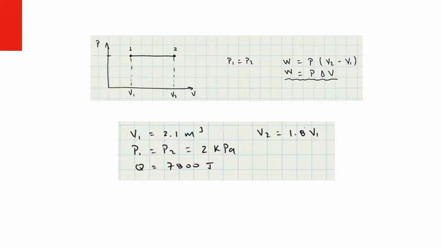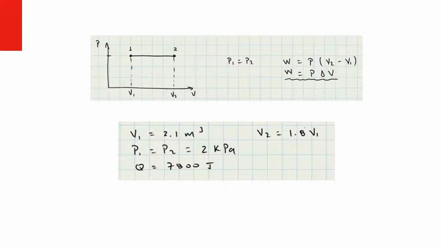The graph shows an initial volume, or volume 1, and a final volume, or volume 2. Likewise, the pressures are the same, since it is an isobaric process. In addition, the work is equal to the pressure times the volume variation, that is, the final volume minus the initial volume.